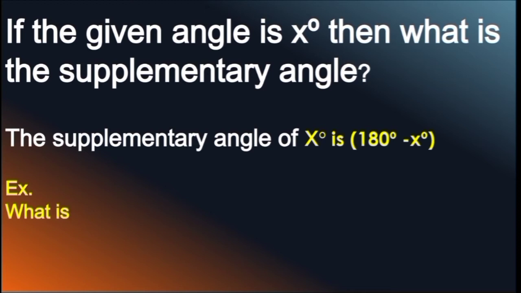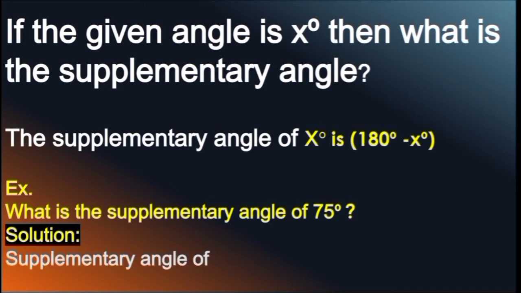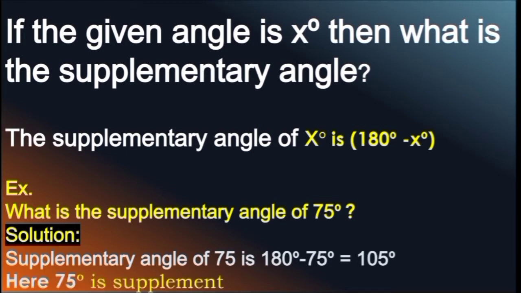Example, what is the supplementary angle of 75 degree? Solution. Supplementary angle of 75 degree is 180 degree minus 75 is 105 degree. Here 75 degree is supplemented to 105 degree and vice versa, 105 degree is also supplemented to 75 degree.